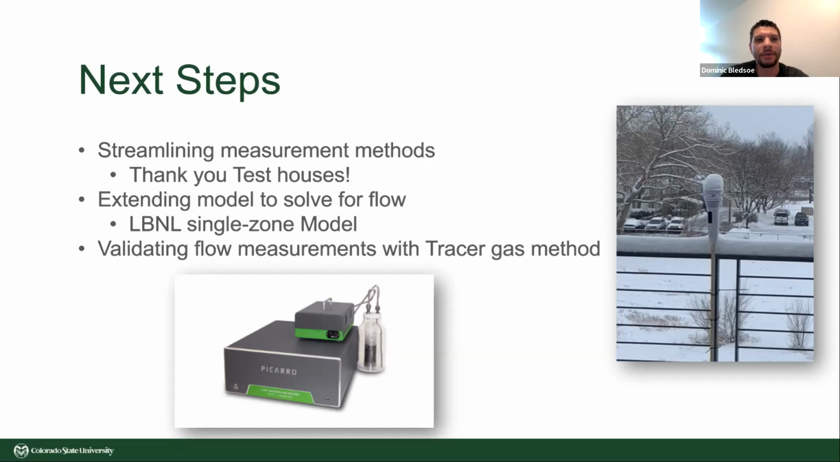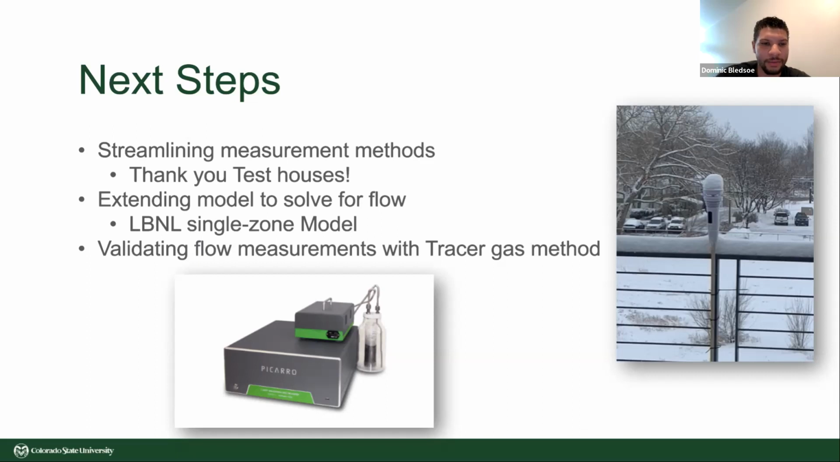And beyond that, it'll be now moving into actually measuring the flow. So rather than just measuring pressures, we'll be looking at another Lawrence Berkeley National Lab model. It has a lot of the same governing equations, but it has a little bit more to do with the building characteristics that I haven't done quite yet. So that'll be the next step in terms of that.